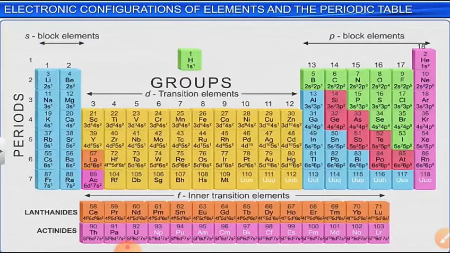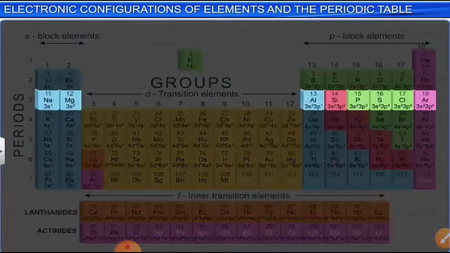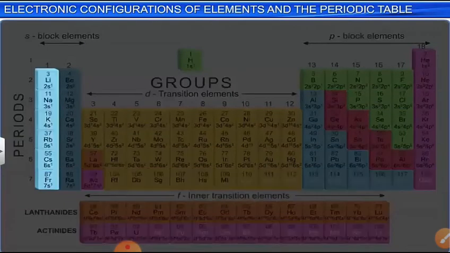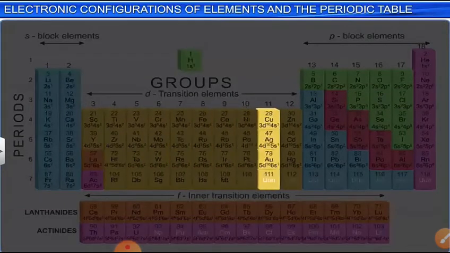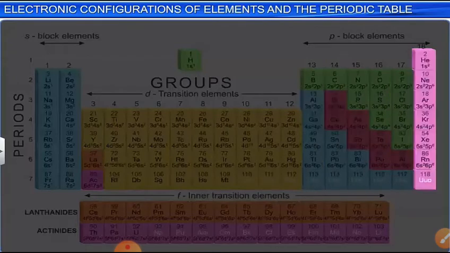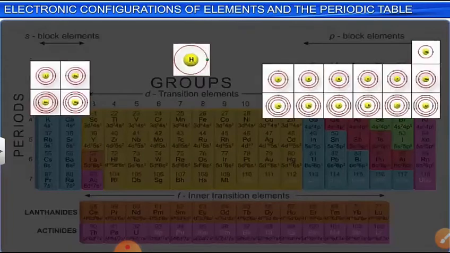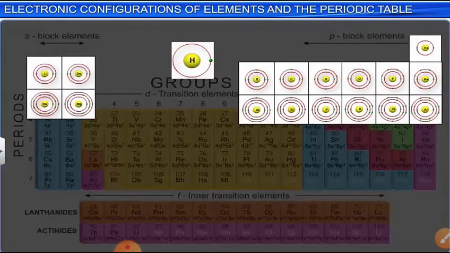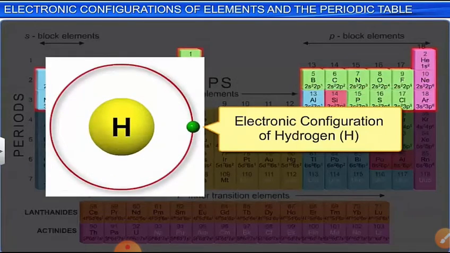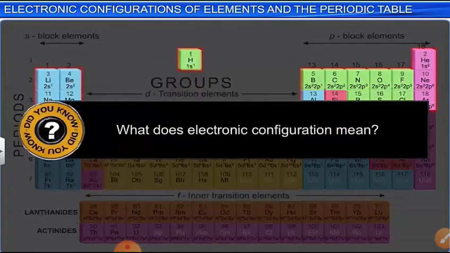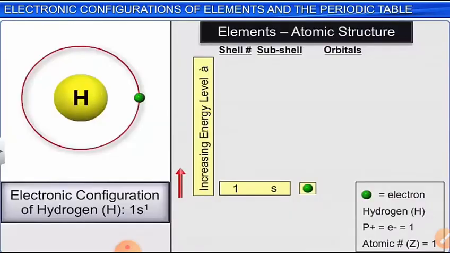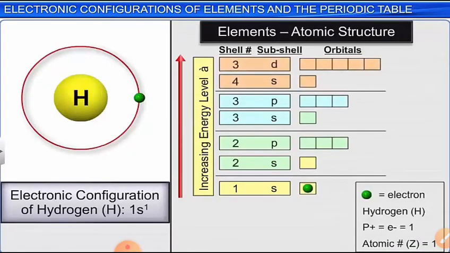Now in the modern periodic table, the electronic configuration of an element plays a very important role. This is how the electrons are arranged in the modern periodic table, in groups and in periods. In whichever direction you go, the atomic number increases. Now the first element, hydrogen, has an electronic configuration. What does electronic configuration mean? It means the complete arrangement of electrons in an atom. The electronic configuration for hydrogen is 1s1.